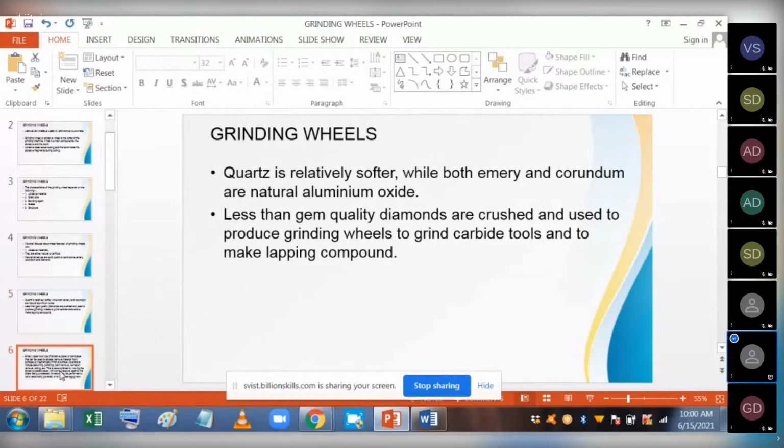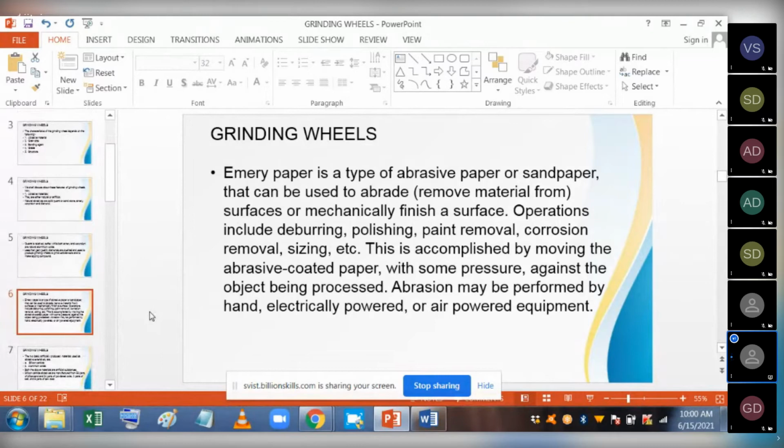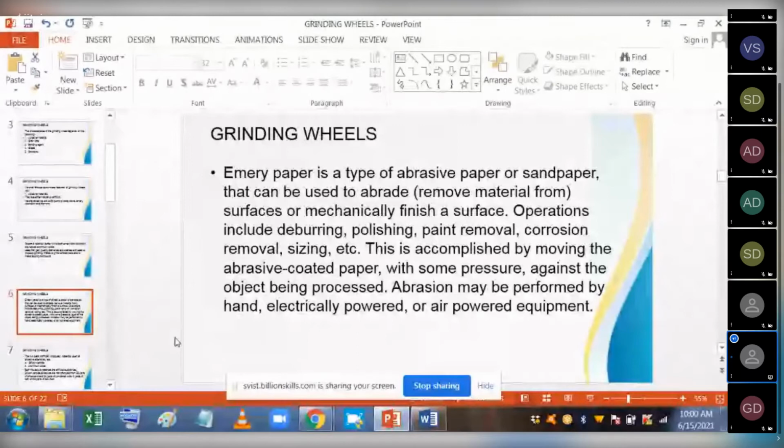I just briefly discussed emery papers. Emery paper is a type of abrasive paper or sand paper. It's the name only. It's a sand paper that can be used to remove material from surfaces or mechanically finish a surface. Operations include deburring, polishing, paint removal, corrosion removal, sanding, etc. I have explained the process of deburring, which follows many machining operations like turning, drilling, boring, and things like that, which is nothing but removal of extra chips which adhere to the material after machining and are called burrs. They have to be removed for further use.